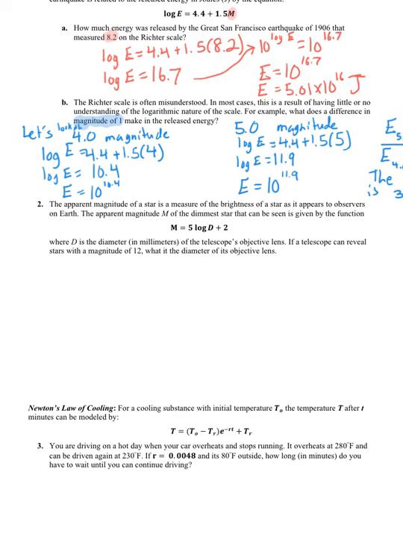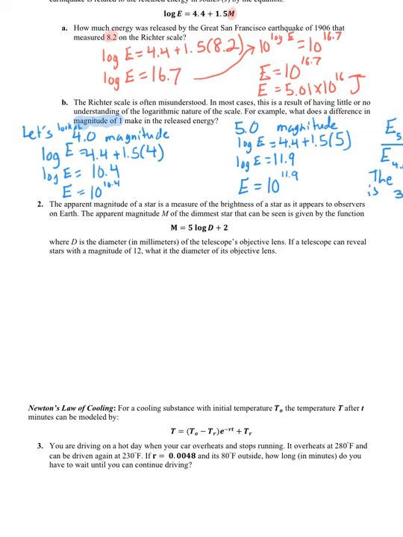Okay. Let's move on to example 2 real quick. Then we'll take a little breather after this one. This one says the apparent magnitude of a star is the measure of the brightness of the star as it appears to observers on Earth.